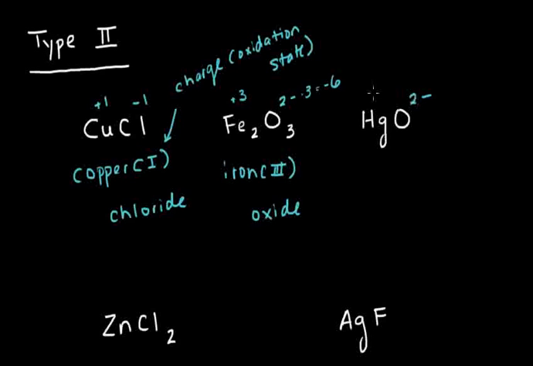2 minus, that means this mercury must have a charge of 2 plus. And so this is mercury 2 oxide. Mercury 2 oxide.